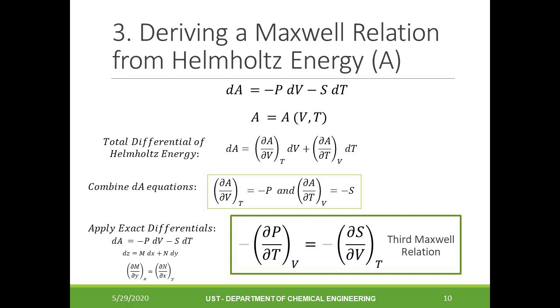Now, we just have to cancel out the negative signs in both sides of our equation, and this will give us the Maxwell thermodynamic relation coming from Helmholtz energy.